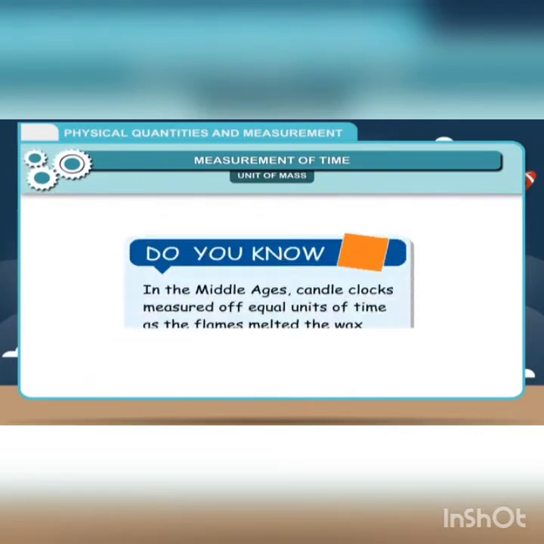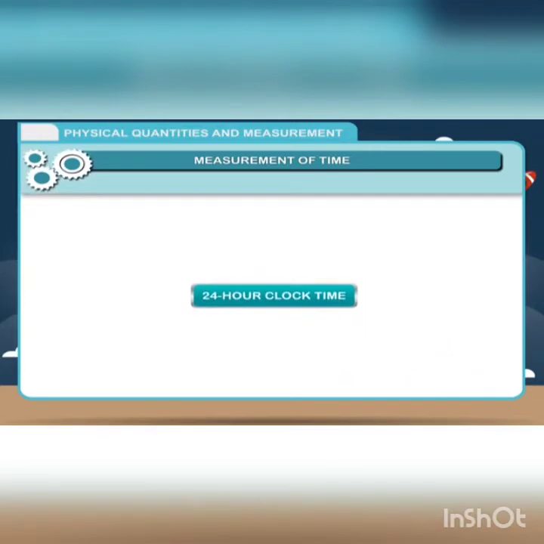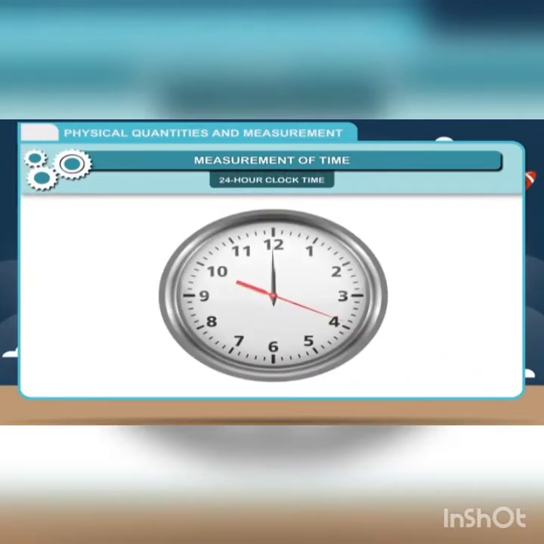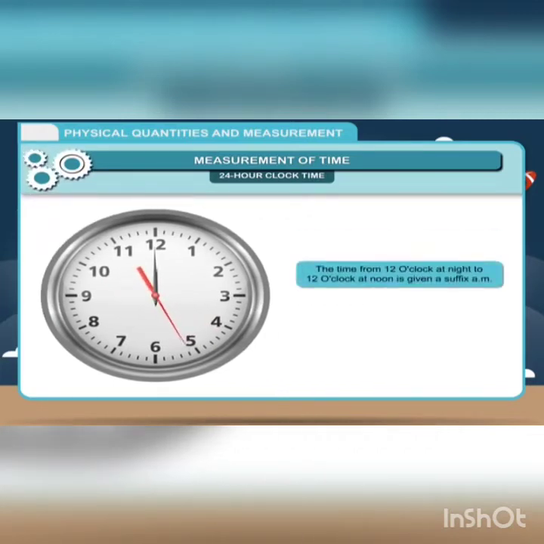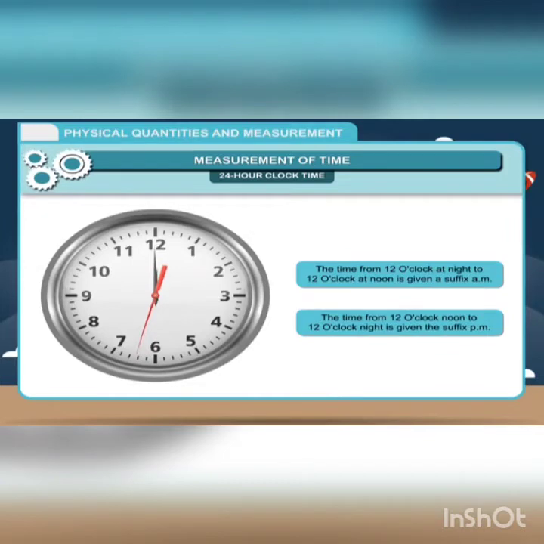Do you know? In the Middle Ages, candle clocks measured equal units of time as the flames melted the wax. 24-hour clock time. Commonly, we use a 12-hour clock. In such a clock, the time from 12 o'clock at night to 12 o'clock at noon is given the suffix AM, and the time from 12 o'clock noon to 12 o'clock night is given the suffix PM.